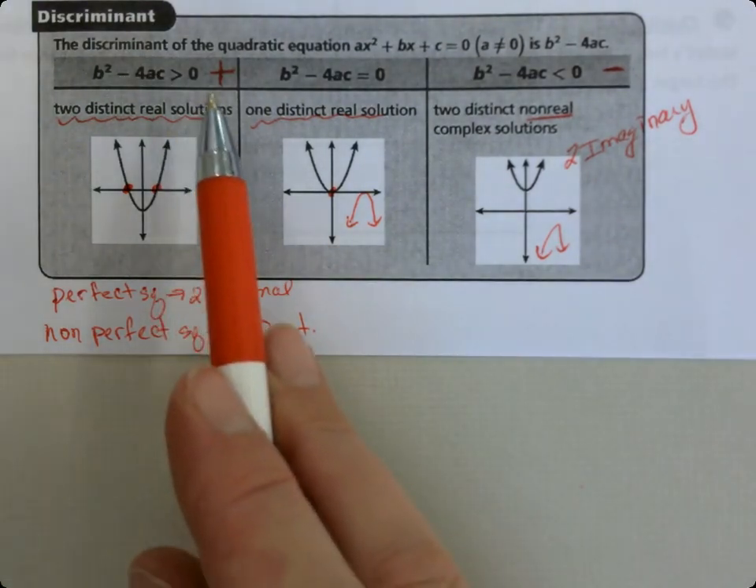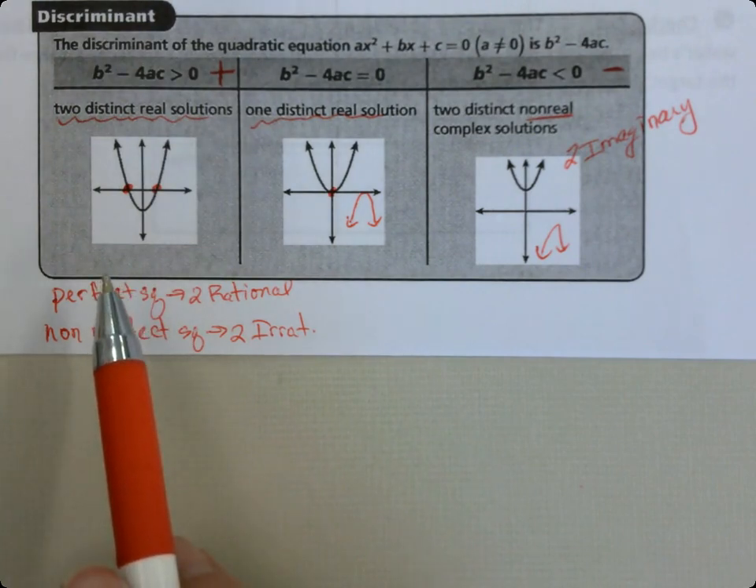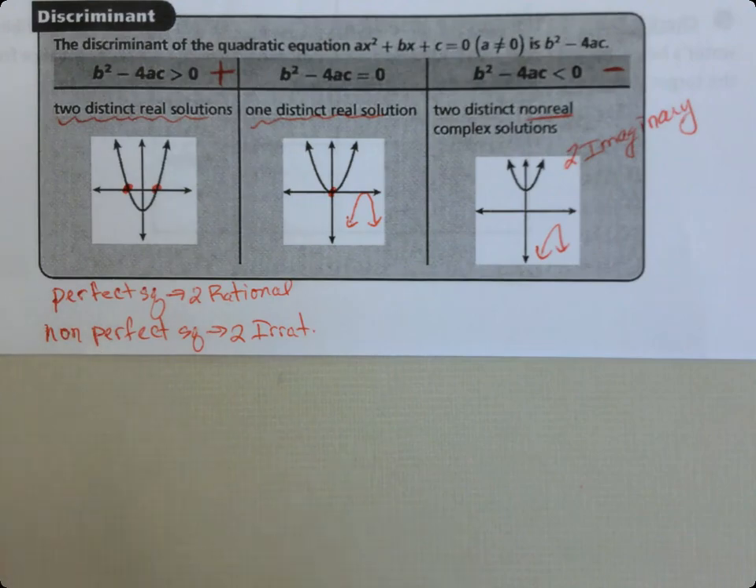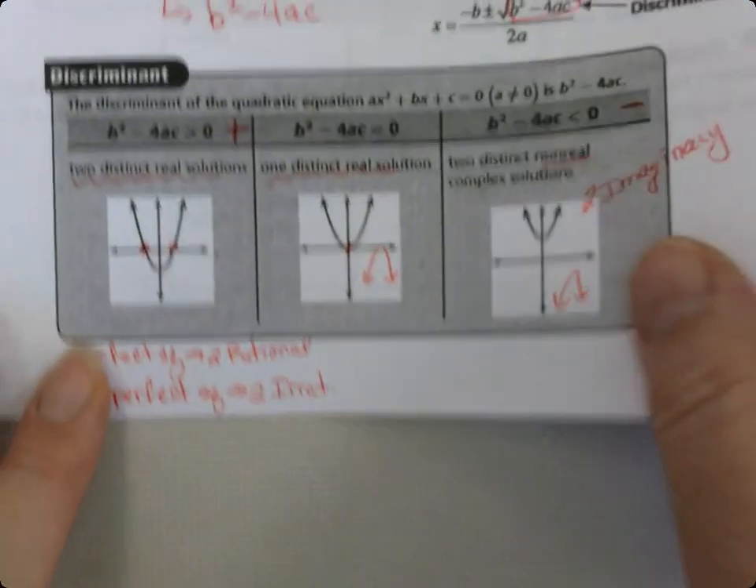So if I have a positive outcome, I'll get two solutions. If they're a perfect square discriminant, I'll get two rational. If it's not a perfect square, I'll get two irrational. So let me show you real quick.